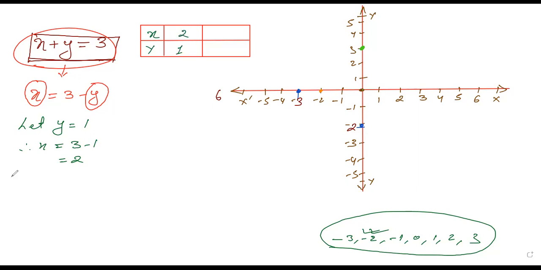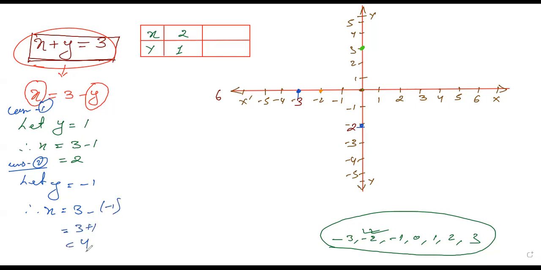Again, you assume another number. This was case 1. This is case 2. So let y is equals to, say, -1. I assume it as -1. So what would it be? Therefore, x equals to 3 minus -1. So it is going to be 3 plus 1. So it will be 4 over here. So when my y was -1, my x is 4.